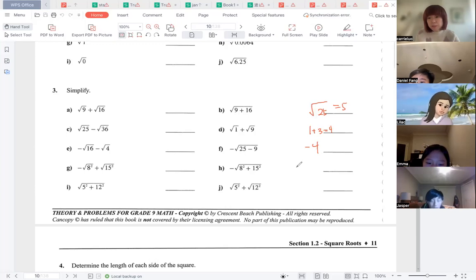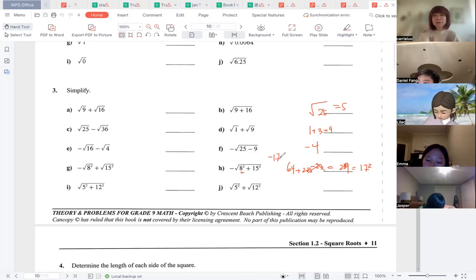Negative square root of 8 squared plus 15 squared. Daniel. Negative 23. Negative 23. Is it right, everybody? It's wrong. Very good. So 8 squared equals what? Equals 64. 15 squared equals 225. So basically 225 plus 64 equals 289, Daniel, which is 17 squared. So the answer is negative 17. Okay, everybody, you have to do step by step.